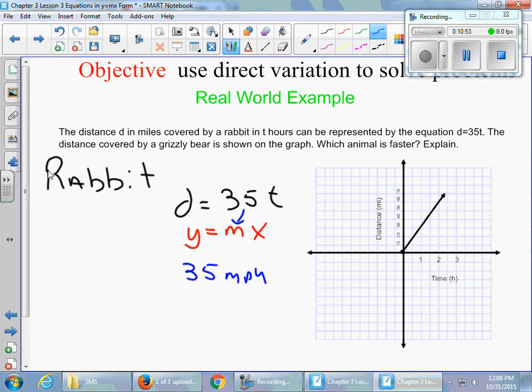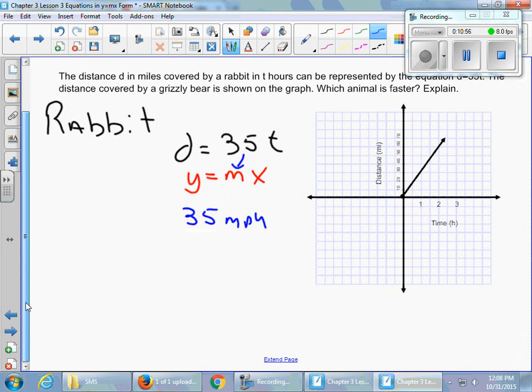Our grizzly bear is not going to be quite as simple, as we weren't given an equation for our grizzly bear. The grizzly bear is represented by the graph to your right. So we have to come up with his constant rate, or his m, or the slope of the line. Once again, we're going to pick some points that intersect at nice spots. We'll look at number 1 first. It hits right about at 30 miles. So 1 hour, 30 miles for the grizzly bear. And let's see, go up to 2. That hits 2 and 60.